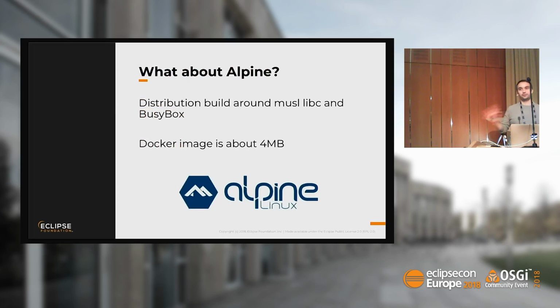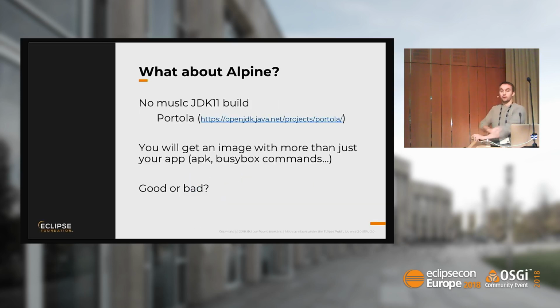So I guess that if I ended now, I would get the question: what about Alpine? For those of you who don't know Alpine, it's a very small Linux distribution that, instead of using glibc, uses musl and BusyBox. So the Docker image is about 4 megabytes, which is a very good target to build very small images. But unfortunately, there is no JDK 11 build for musl libc. They only build on top of the GNU libc.